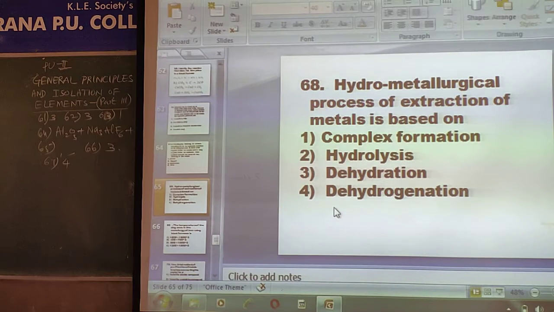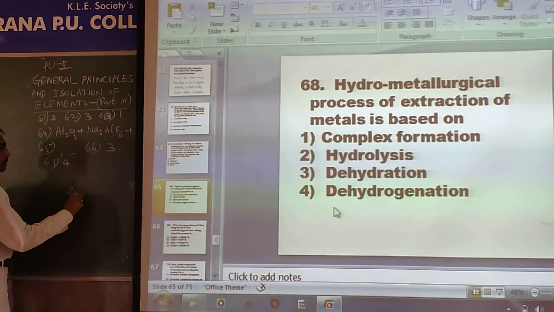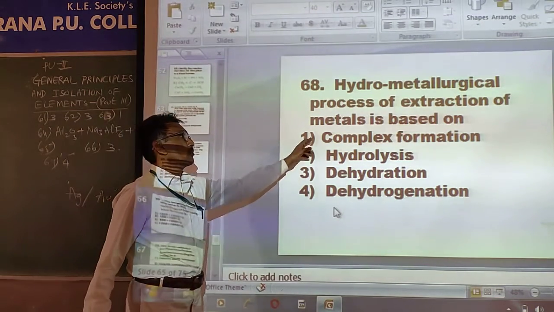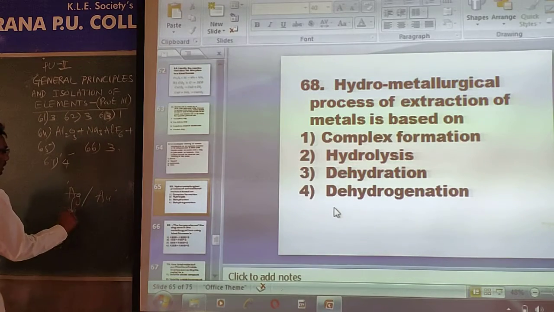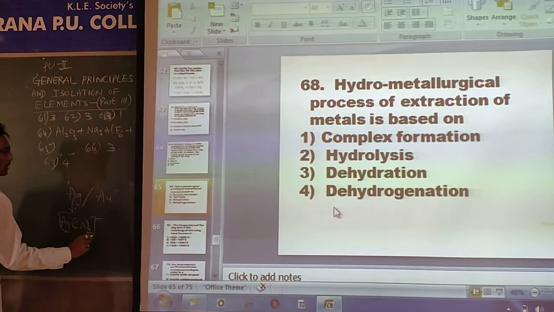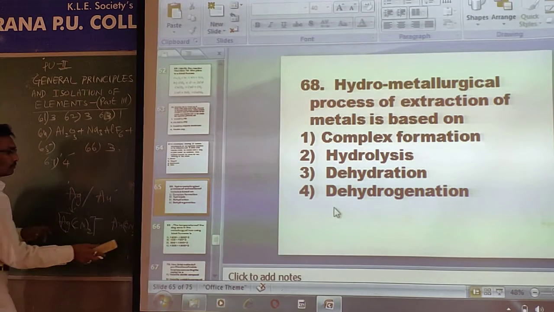The hydrometallurgical process of extraction of metal is followed for silver and gold, by formation of complexes. What are the complexes? Silver forms the silver complex [Ag(CN)2]-, and gold forms [Au(CN)2]-.